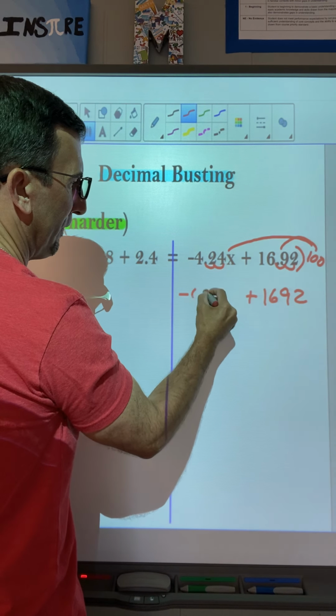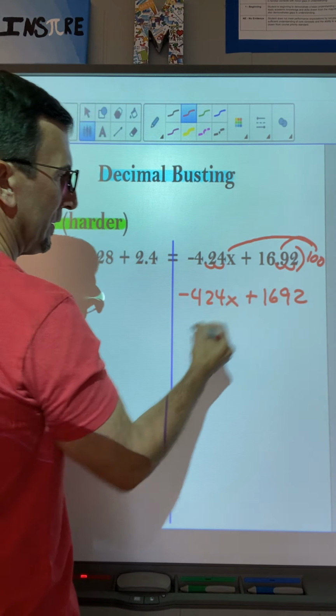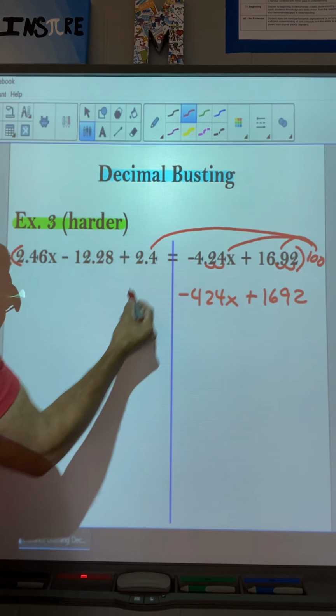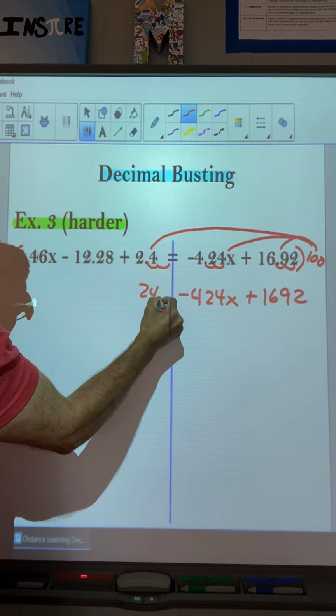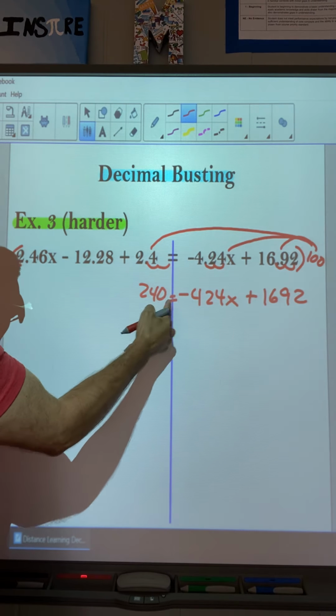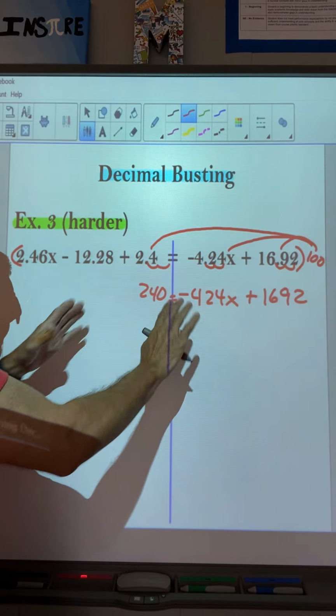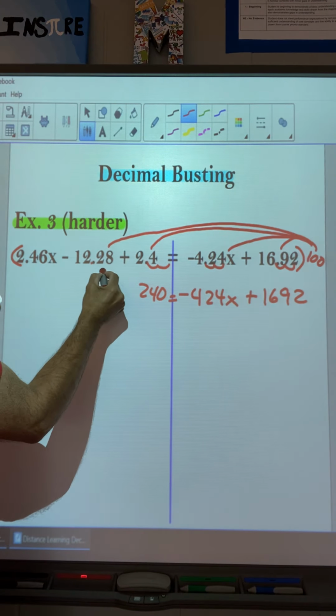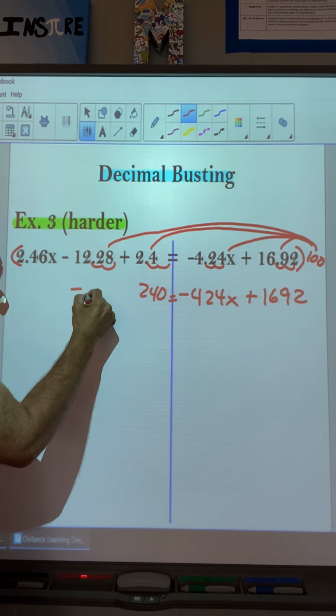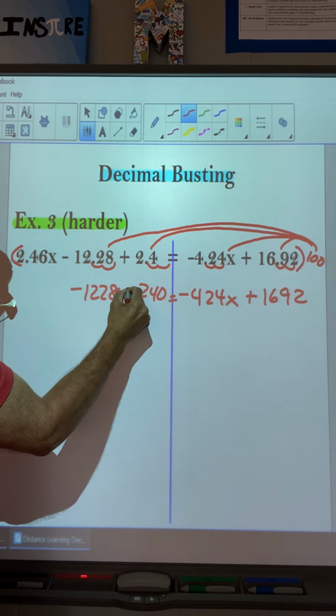I have negative 424x. Multiply by 100. 1, 2. Need a placeholder. Make sure you bring down that equal sign. That's why I have this line here. There's that side and there's this side. Move it over twice. So I now have minus 1,228.